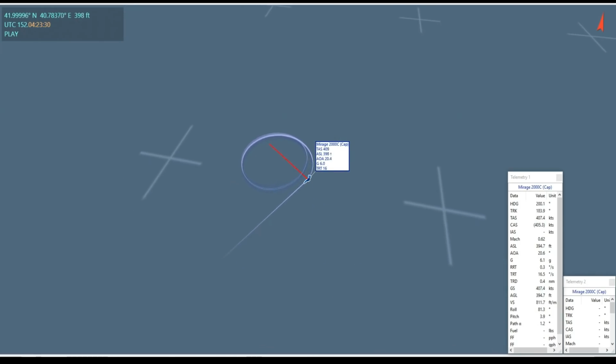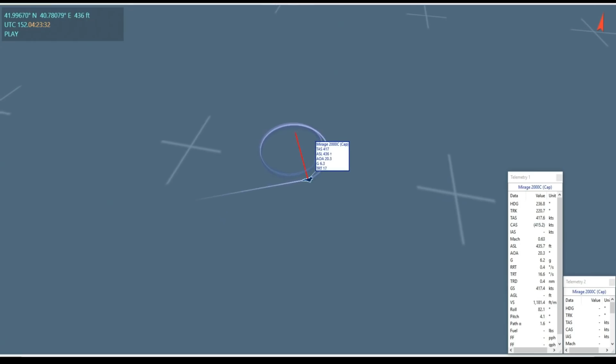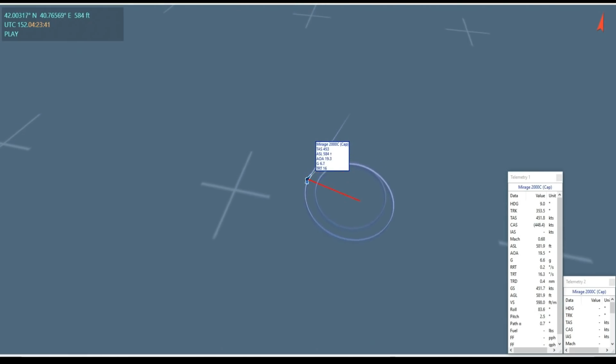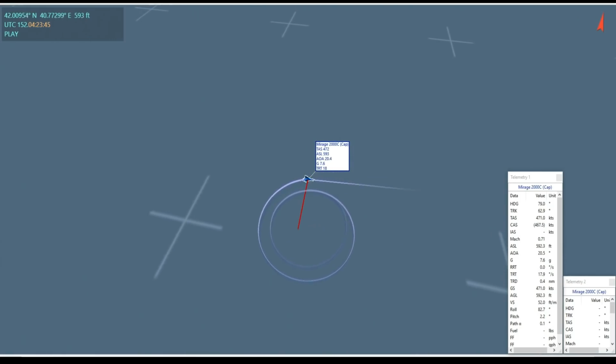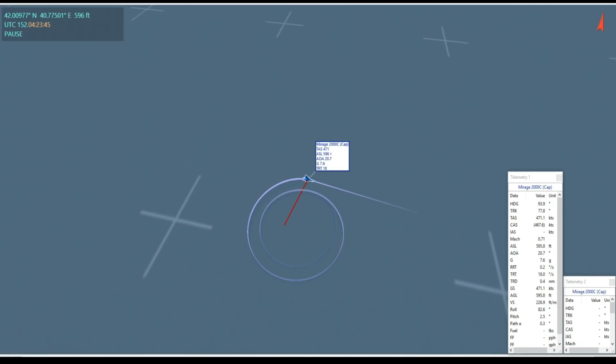400 knots, 17 degrees per second. 430, 17 degrees per second. 440, 17 degrees per second. We're maxing out here much less than I thought it would be. Is that my flying or is it something experiment? Our G load's fairly high, 7.6 G.